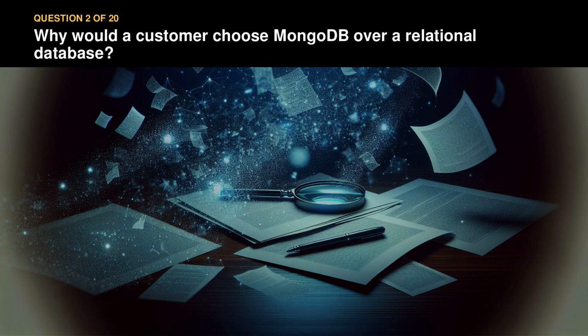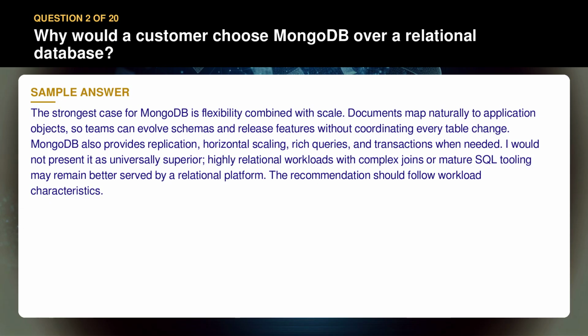Question 2. Why would a customer choose MongoDB over a relational database? The strongest case for MongoDB is flexibility combined with scale. Documents map naturally to application objects, so teams can evolve schemas and release features without coordinating every table change. MongoDB also provides replication, horizontal scaling, rich queries, and transactions when needed.